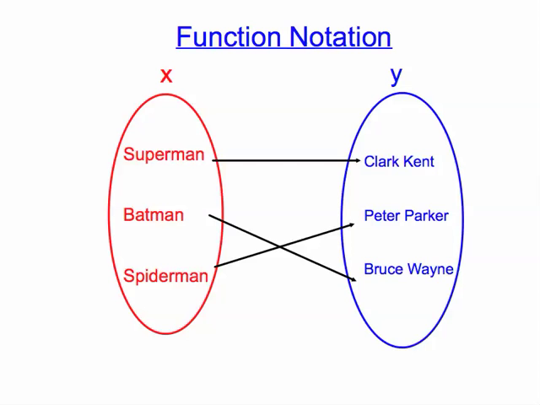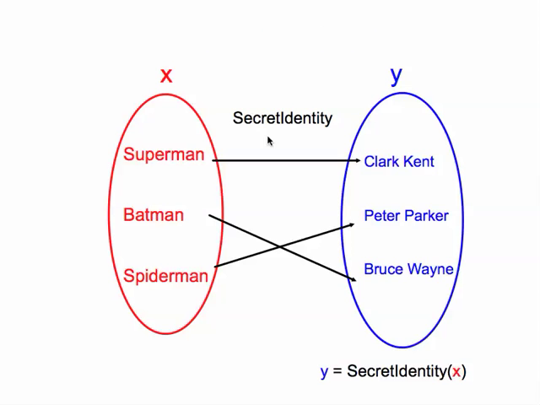So that's going to be the name of this function. We're going to name it the secret identity function. So I've written the name here in the center. Now that allows us to write a statement like this. Y is equal to the secret identity of x. The values on the right are equal to the secret identities of the values on the left.